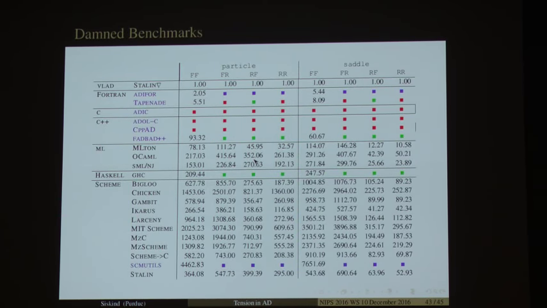And if you look at the particle and satellite benchmarks, the same thing. The Adifor and Tapenade style implementations, the ones that do source-to-source transformation, are about a factor of five slower. And the ones that do autograd are anywhere from two orders of magnitude to four orders of magnitude slower.